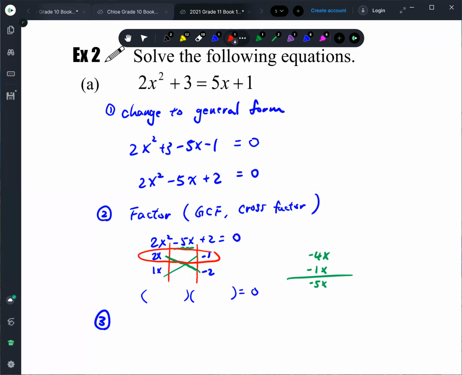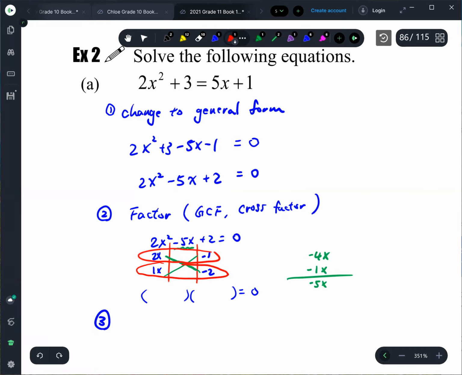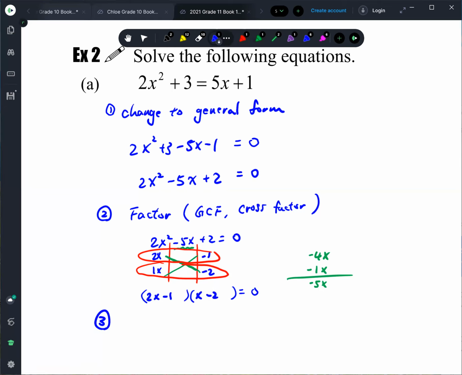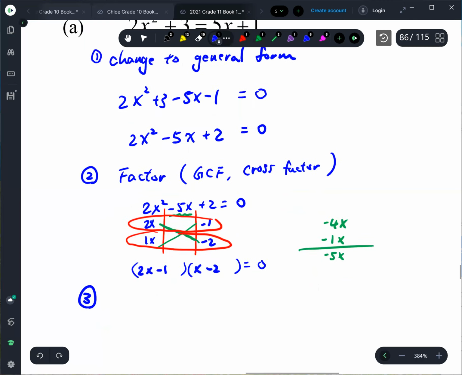and x minus 2. Yeah, so you just go horizontally. What you see is what you write down. So you go horizontally, first one is 2x minus 1, second one is x minus 2. So those are your two factors. I guess some of you need to review how to factor. Otherwise, this step will slow you down. It takes a lot of time trying to factor it.